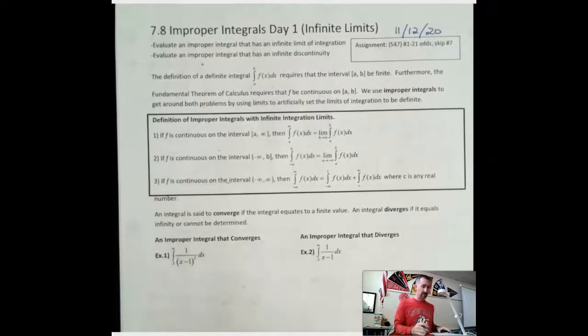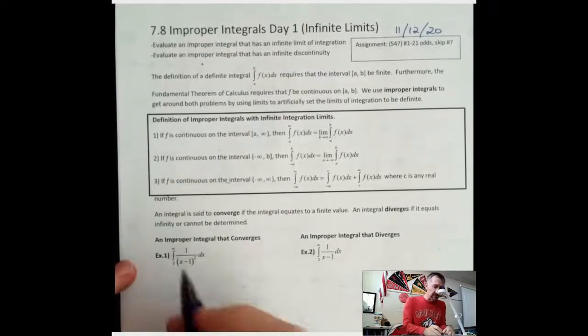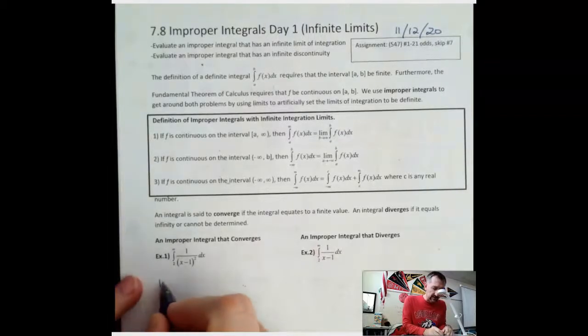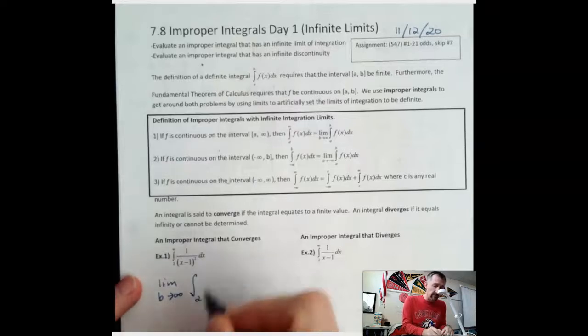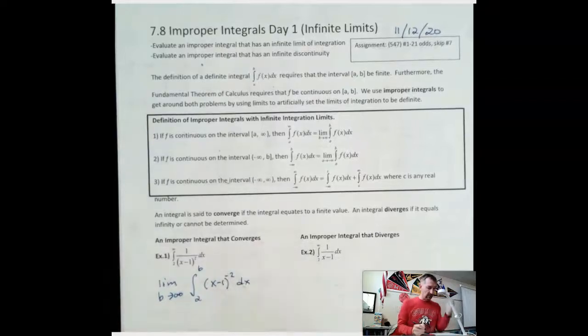Anyway, back to our lesson here. So pretty simply, we're just going to take the limit as b approaches infinity of the integral from 2 to b, and maybe do a little rewrite on that, (x minus 2) to the negative 2, like so.